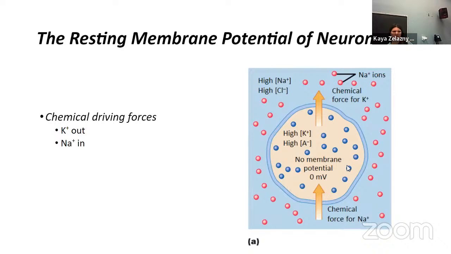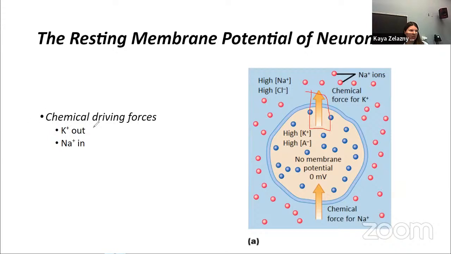So for the resting membrane potential, we just add these together. We have a potassium force out, right? So potassium has a chemical force out, sodium has a chemical force in. And that is important to remember, those directions for our neurons. Sodium is going to want to come in, potassium is going to want to go out. That's a really important thing to remember as we continue to talk about neurons. That's our setup here.